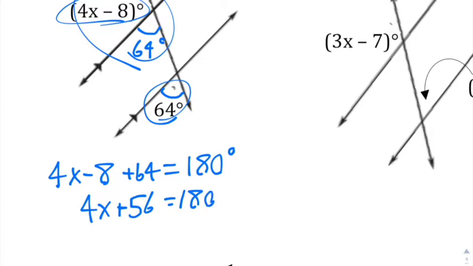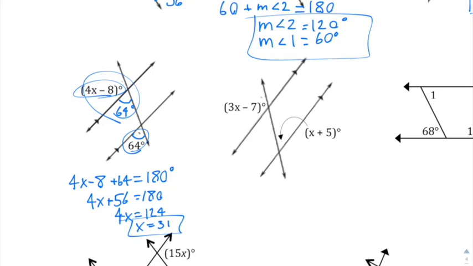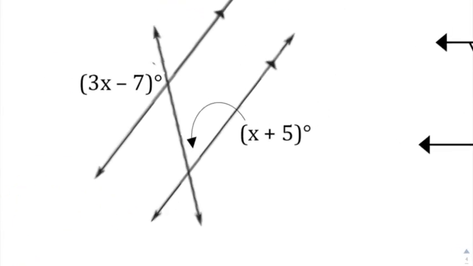So then you're going to do 180 minus 56, and then eventually divide. So you get 4x equals 124, and then divide by 4, and that gets you x equals 31. So that one's a little bit more involved, so we've got to be kind of careful on that one. And I think this next one here is very similar.